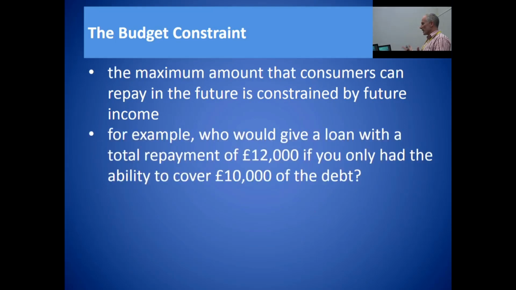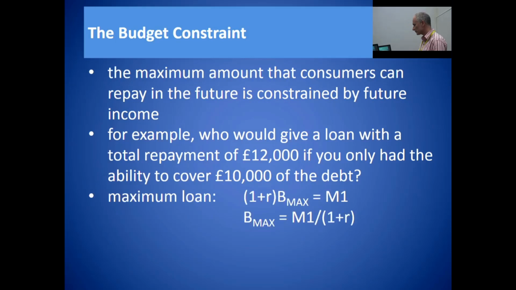If you think about it, if you had a loan that had a total repayment in the future, you need to pay back £12,000. Well, who would give you that loan if in the future all you could afford to pay back was £10,000? You see, the maximum loan that you can take out and its total repayment cannot exceed your future income. So the future income constrains the maximum loan repayment.